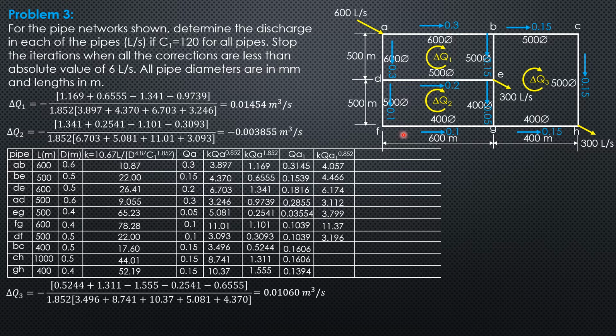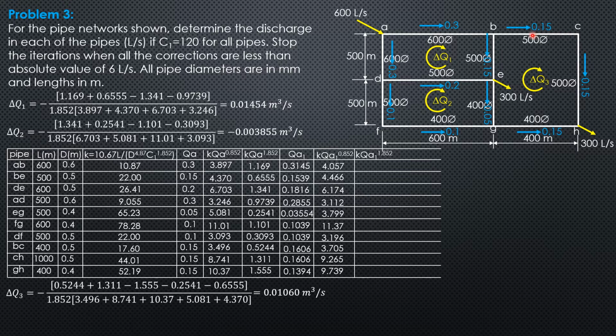FG. This is FG. It is only the previous 0.1, then minus delta Q2. 0.1 minus negative of 0.003855, so it increases to 0.1039 cubic meter per second. DF is the same: 0.1 minus negative 0.003855, so it's 0.1039. This should be equal.